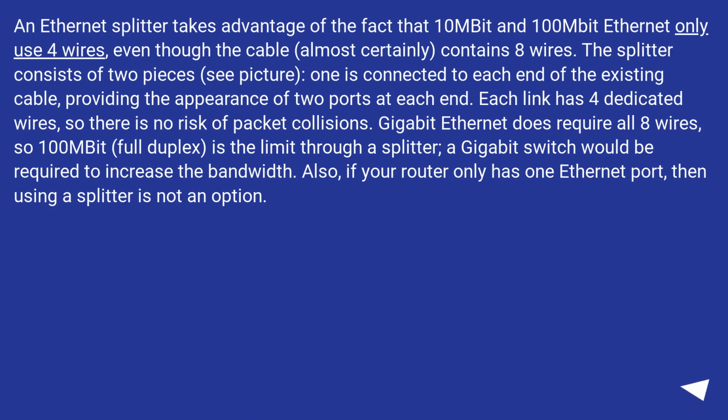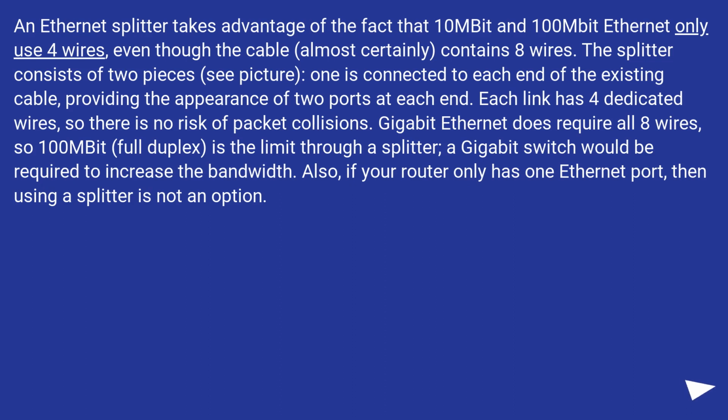An Ethernet splitter takes advantage of the fact that 10-bit and 100-bit Ethernet only use 4 wires, even though the cable, almost certainly, contains 8 wires. The splitter consists of 2 pieces, see picture. One is connected to each end of the existing cable, providing the appearance of 2 ports at each end. Each link has 4 dedicated wires, so there is no risk of packet collisions.